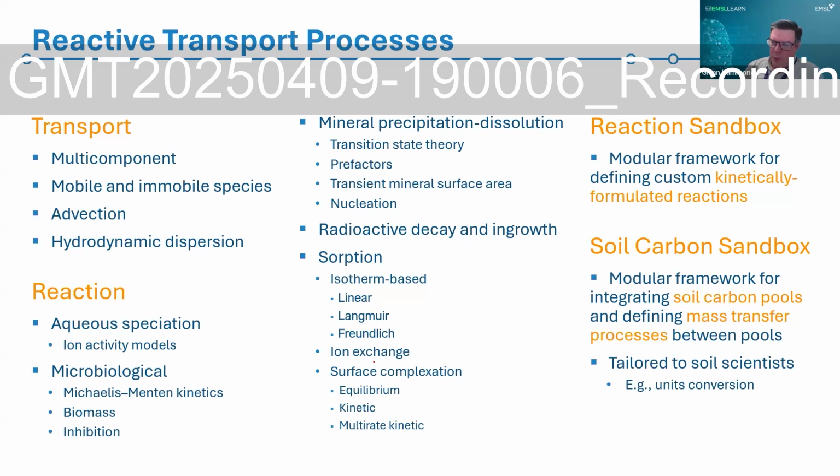And then we have the reaction sandbox and the soil carbon sandbox. Katie is going to discuss the soil carbon sandbox and some of the quick soil carbon processes that can be implemented in it. The idea with the soil carbon sandbox is you can define soil carbon pools and the mass transfer processes between the pools. We tailored that sandbox to be more user-friendly to domain scientists, or let's say experimentalists. PFLOTRAN's internal units are moles per liter water, right? And soil carbon tends to be in grams per kilogram soil. So we do the conversion internally so that the user can think of things in their own space.